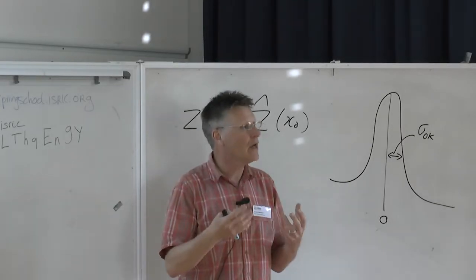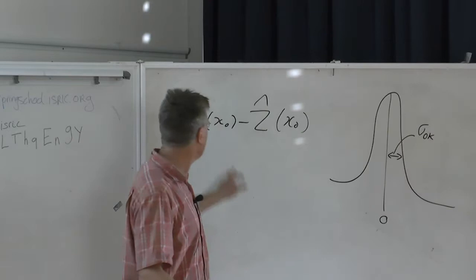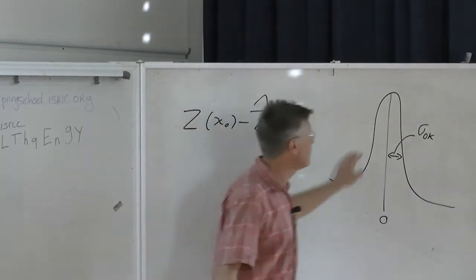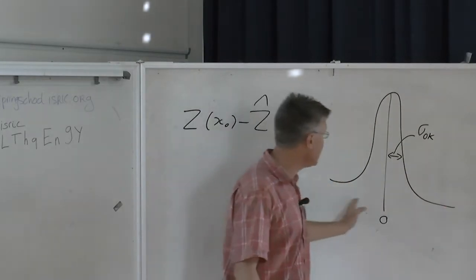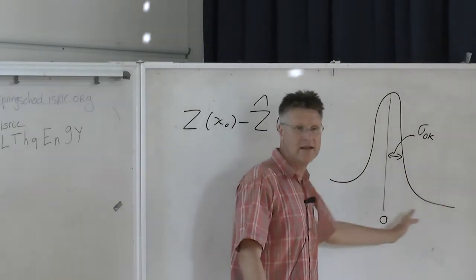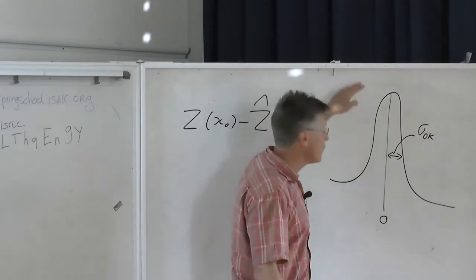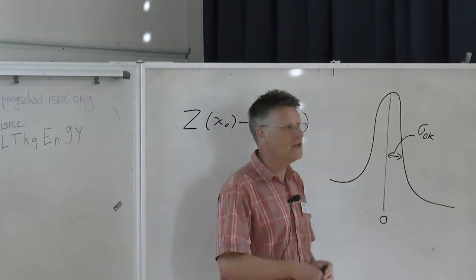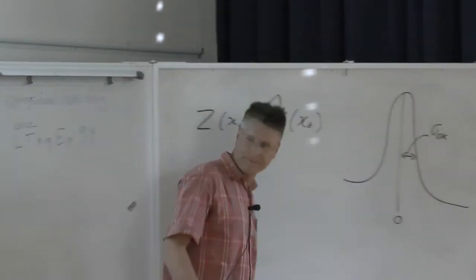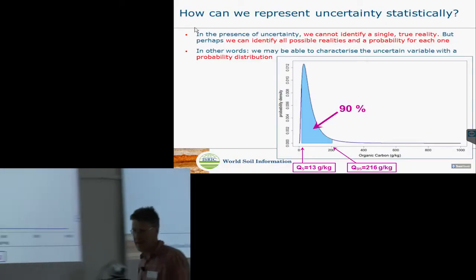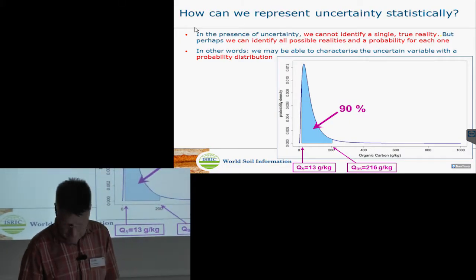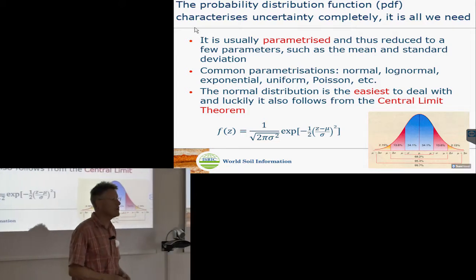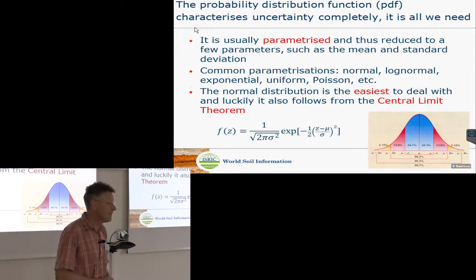We model our uncertainty about the true value of z at that prediction location by the error, which has a probability distribution. We list all possible values that that error might take, and we attach a probability, or a probability density, maybe I should say, to each of those possible values. So that is all we need. We need a probability distribution function to characterize uncertainty.